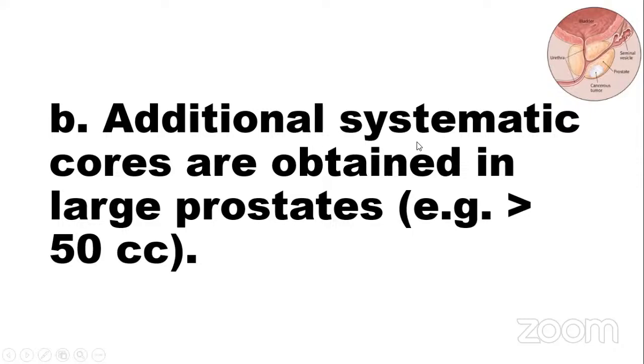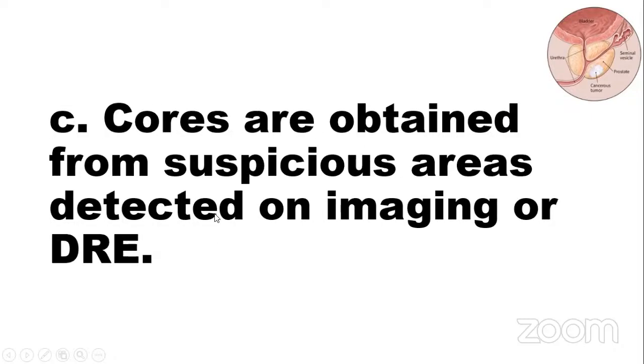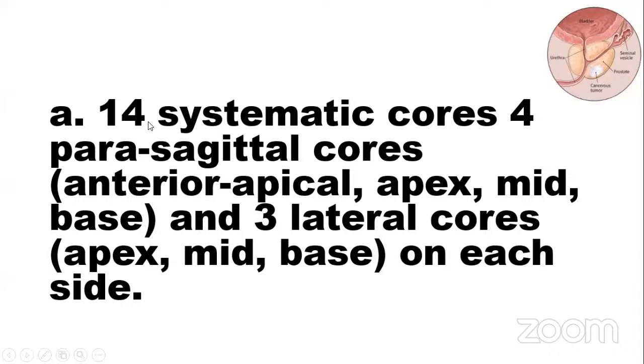Additional systematic cores are obtained in large prostates, that's more than 50 grams, for example. Cores are obtained from suspicious areas detected on the image or digital rectal examination. So in this protocol, 14 systematic cores: 4 parasagittal cores, anterior apical, apex and mid. Okay, then 3 lateral cores. That's apex, mid, and base. It is 14 systematic cores.